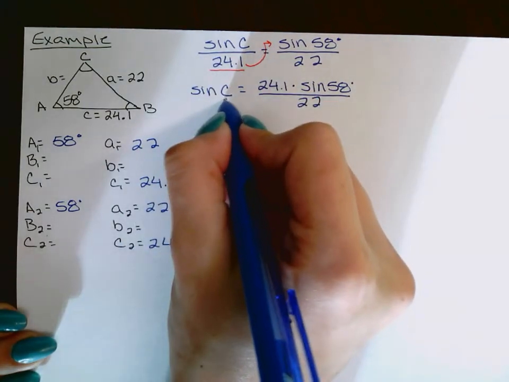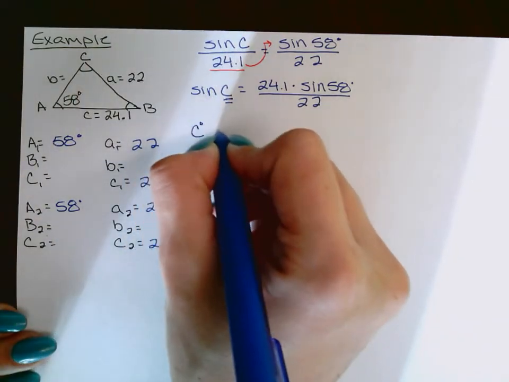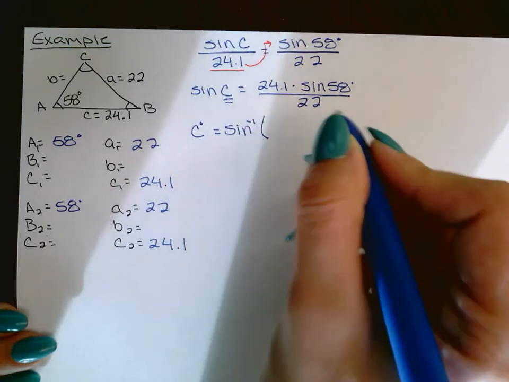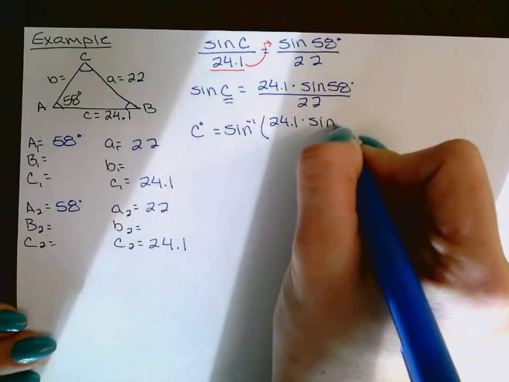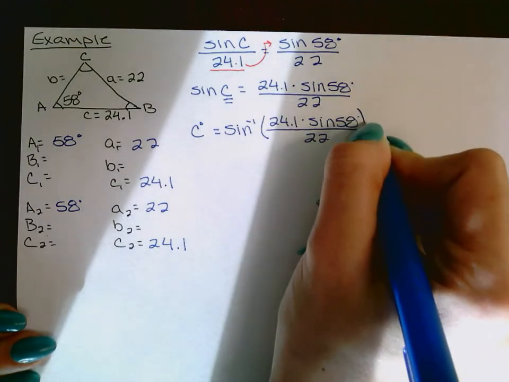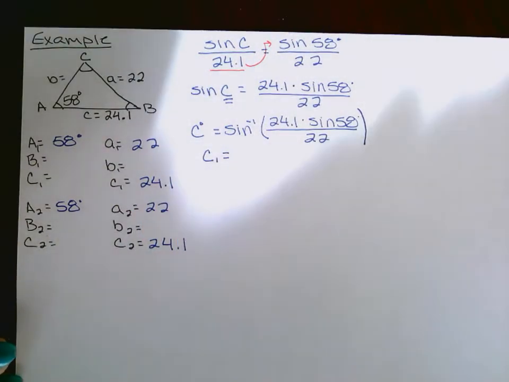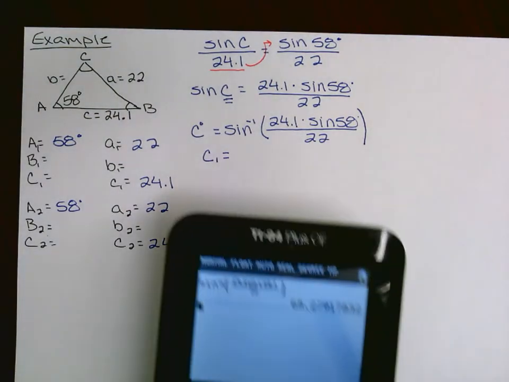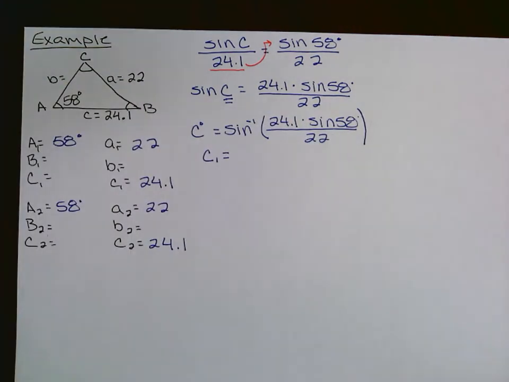And then to isolate this C, because there's a sine stuck to it, I want to do the inverse operation. So I'm going to say angle C is equal to inverse sine of this entire fraction, 24.1 times sine 58 degrees over 22. Okay. So when you plug that into your calculator, you should get this right here. We're going to round that to 68 degrees.